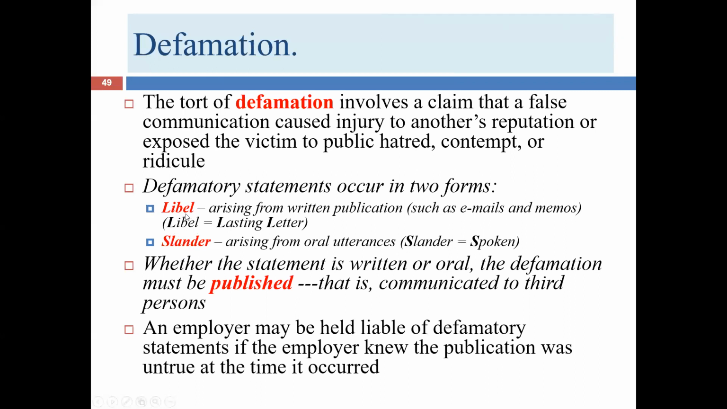By the way, libel doesn't have to be written. If I were to post a YouTube video with nothing written in it at all, that's a permanent recording, and so that would be a type of libel instead of a type of slander.